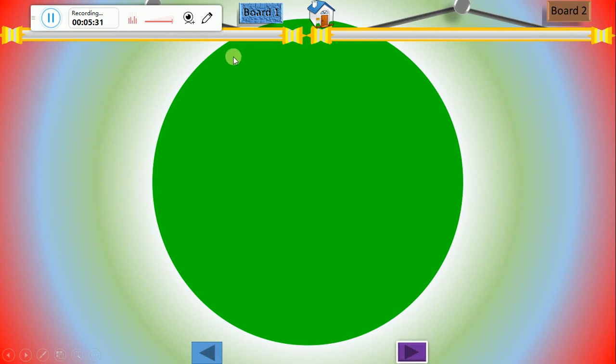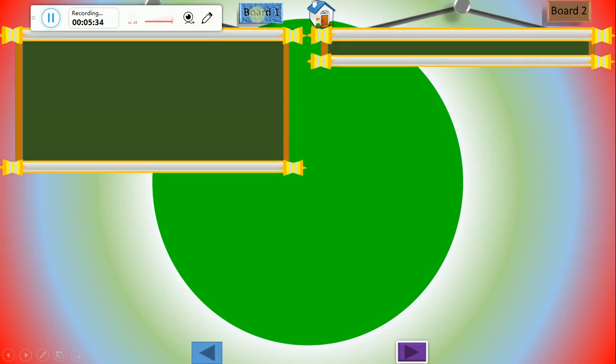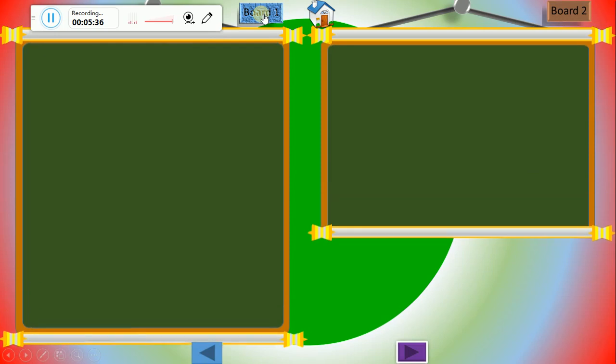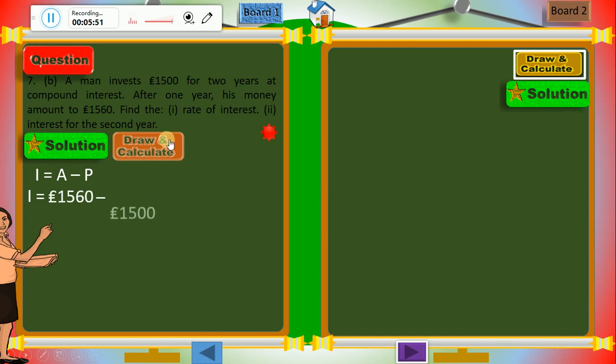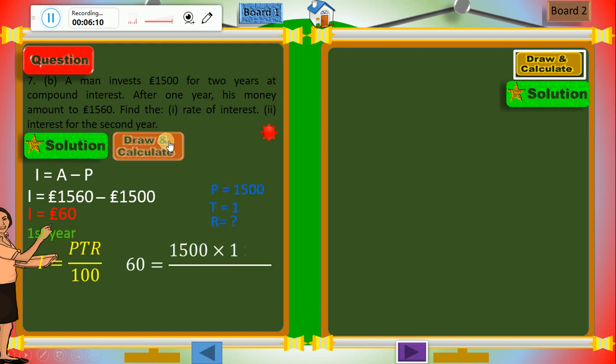That's the B part of the question. We'll find the interest by subtracting the principal from the amount, then replacing the amount and the principal with their values. That gives us interest is equal to £60. In the first year, the interest is given by the simple interest formula. P is equal to 1,500, T is 1, R is unknown. We make direct substitution into the equation.